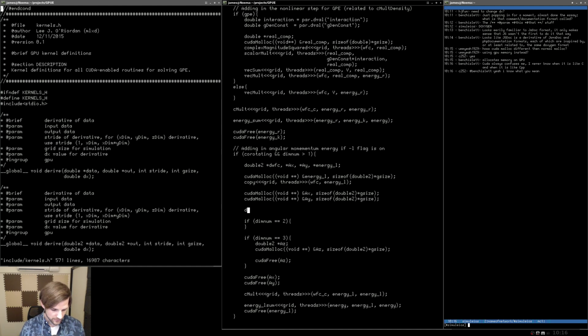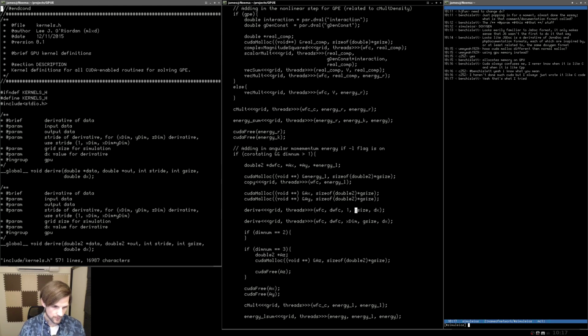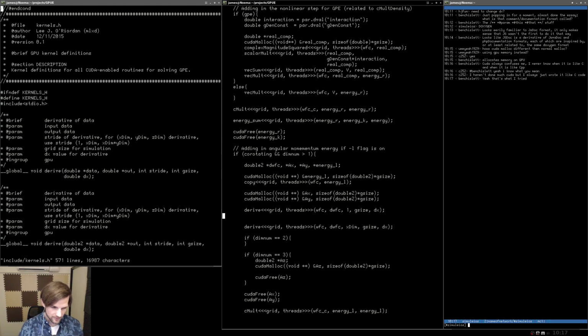So we're going to say derive grid threads, and then we're going to have to read in the wave function and then the derived wave function. And then we have to read in the other variables here, which will be stride, G size, which I think is already defined. And then we're going to have to read in double DX, which should be this guy here. Now we're going to have to perform a similar one later for the Y dimension. So it's going to be this, and instead of doing 1, this will be X dimension. Okay, so now we did the derivative. Now what we have to do next is multiply this derived wave function by the complex AX. So we did need to make these guys complex.